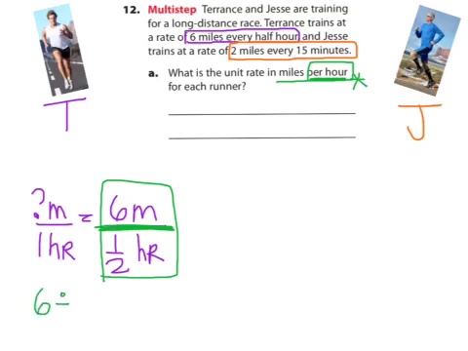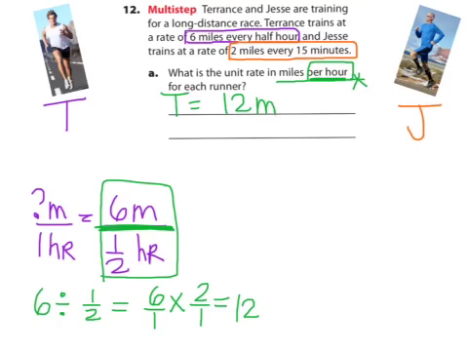6 divided by 1/2. Remember, we're not really going to divide fractions. We're going to multiply them. So the question I want to solve is 6 times 2 over 1. I'm going to make the 6 a fraction by putting a 1 under it. 6 times 2 is 12. So that means Terrence's rate is 12 miles per hour.